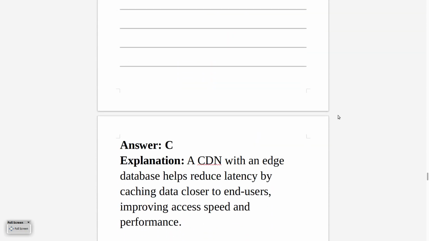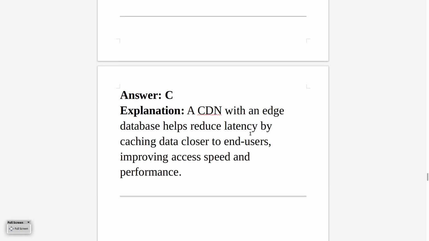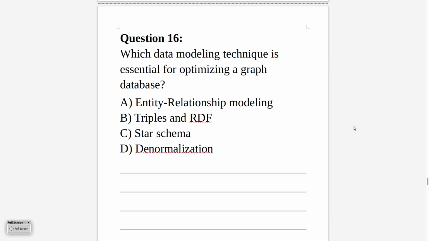Answer is C. CDN with an edge database helps reduce latency by caching data closer to end users. Indeed. Improving access speed and performance. Indeed. And that's the case whether on the edge is a DB or anything, to be honest. So great. Question 16. Which data modeling technique is essential for optimizing a graph database?